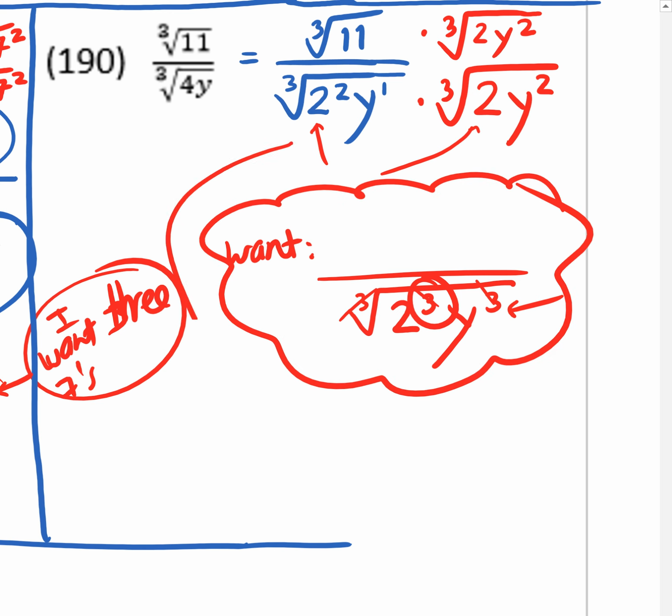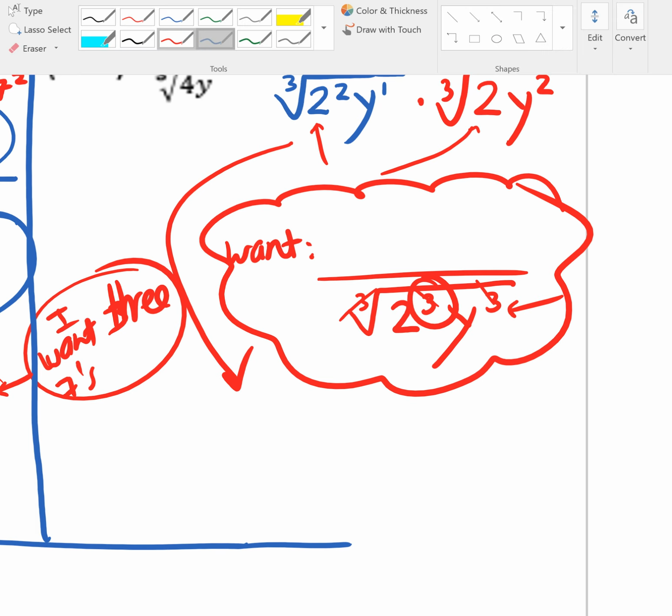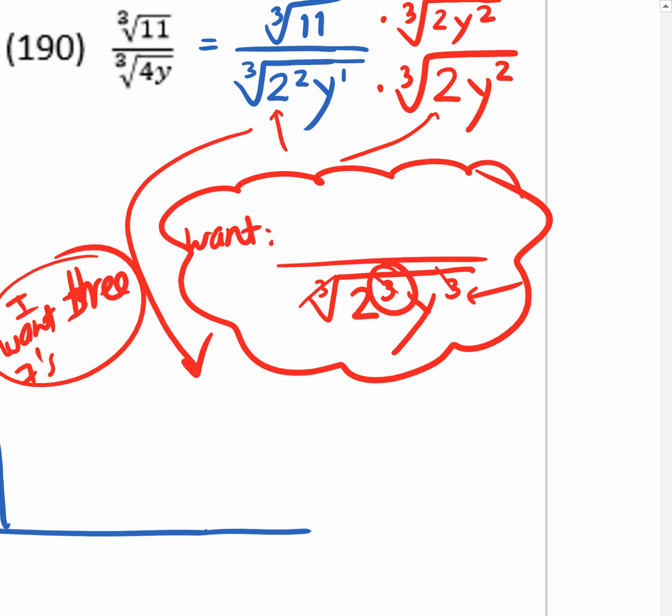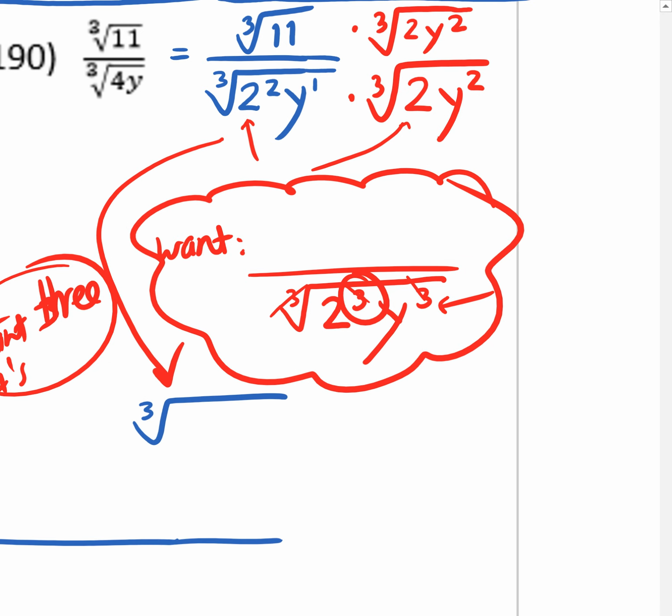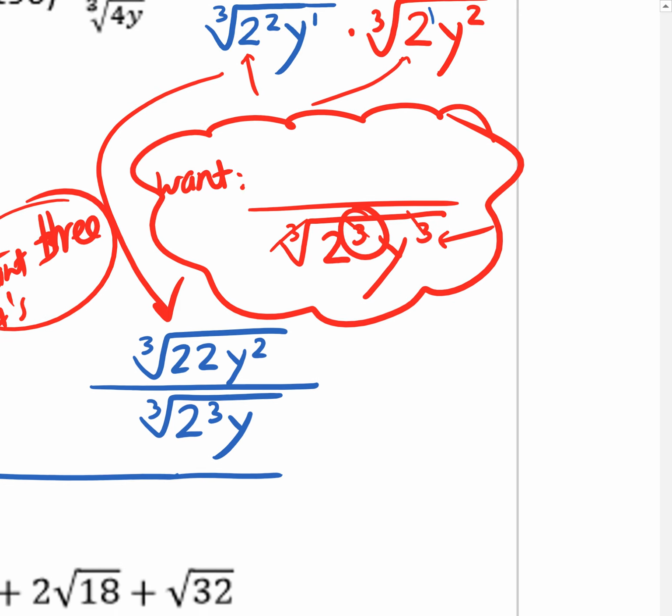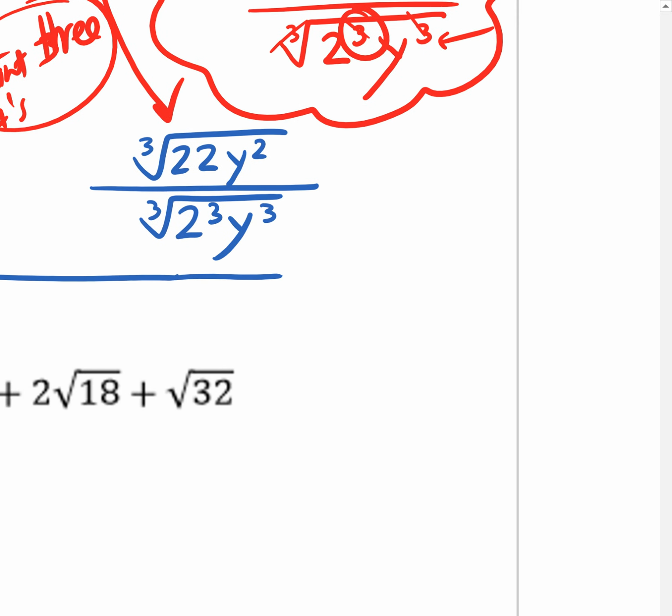Let's see what happens now. Okay, down here. In the numerator we have the cube root of 11 times 2, that's going to make 22, and then a y squared. In the denominator we have 2 2's times 1 more 2 is going to make 3 2's, so it'll be 2 to the third. We had 1 y, we're giving it 2 more y's to make 3 y's.